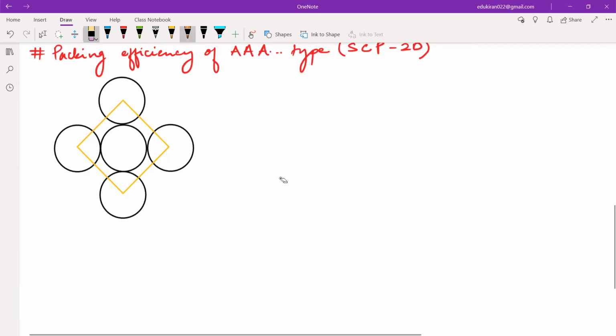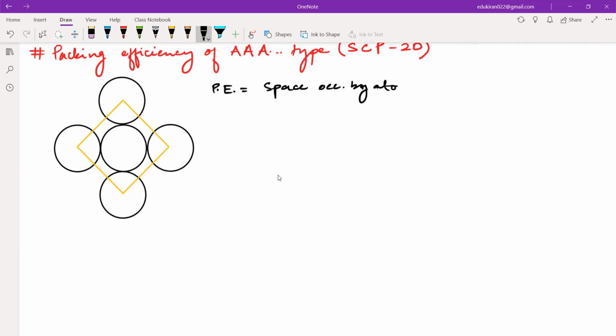space occupied by atoms divided by the total space of the unit cell. So let me write here: packing efficiency is equal to space occupied by atoms divided by space occupied by unit cell into 100. So space occupied by atoms, right?